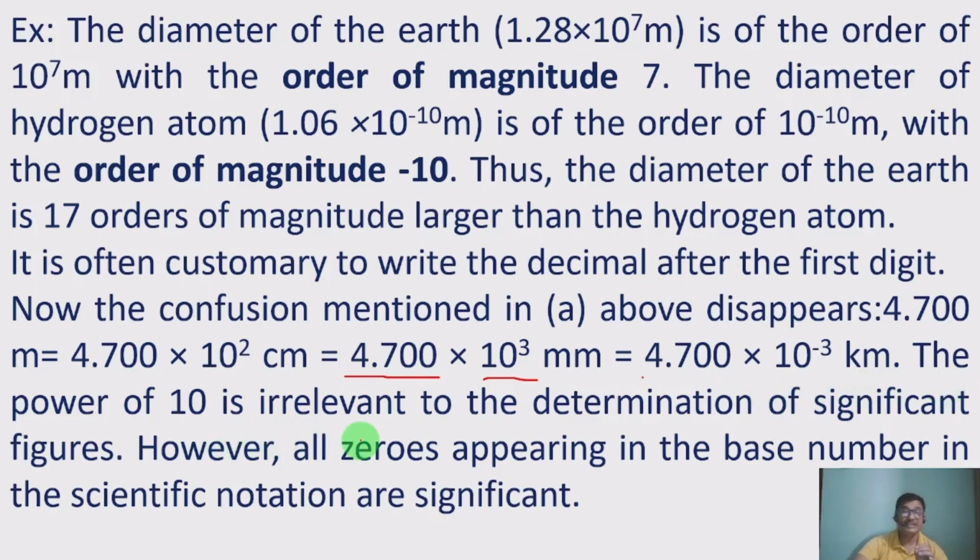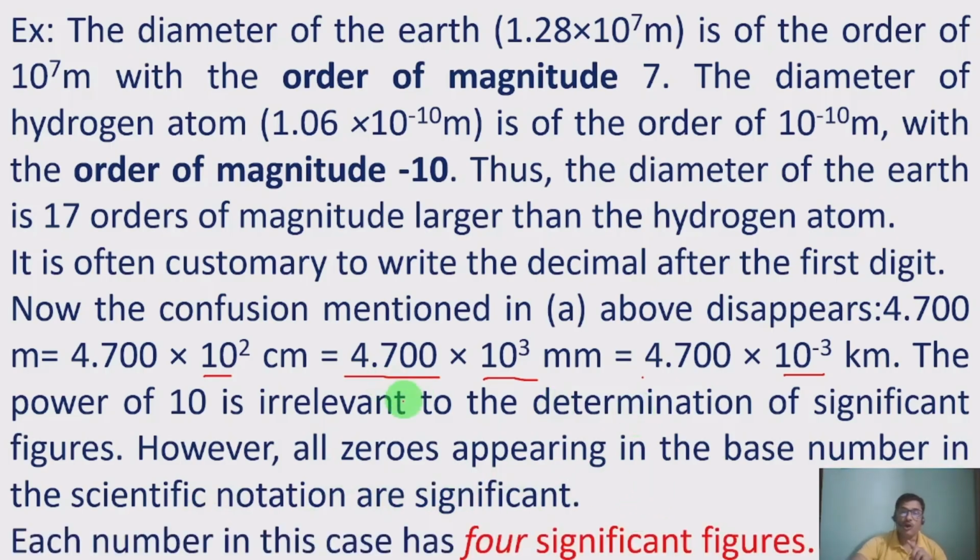The power of 10 is irrelevant here. Whatever the power is, it is irrelevant; we do not take it into account in the determination of significant figures. However, all zeros appearing in the base number in the scientific notation are significant. The base number A that we have considered is 4.700. All the zeros in that base number are also significant in scientific notation. Therefore, each number in this case has 4 significant figures.